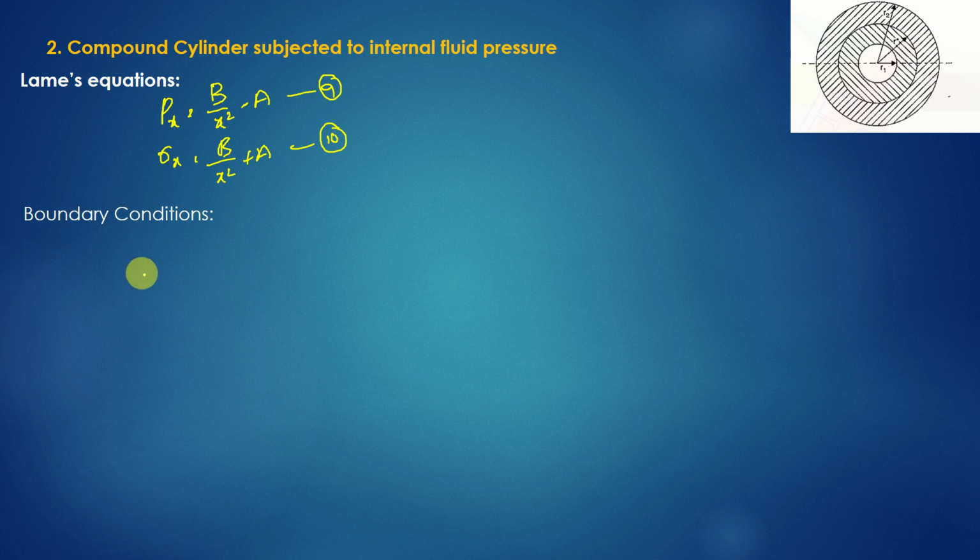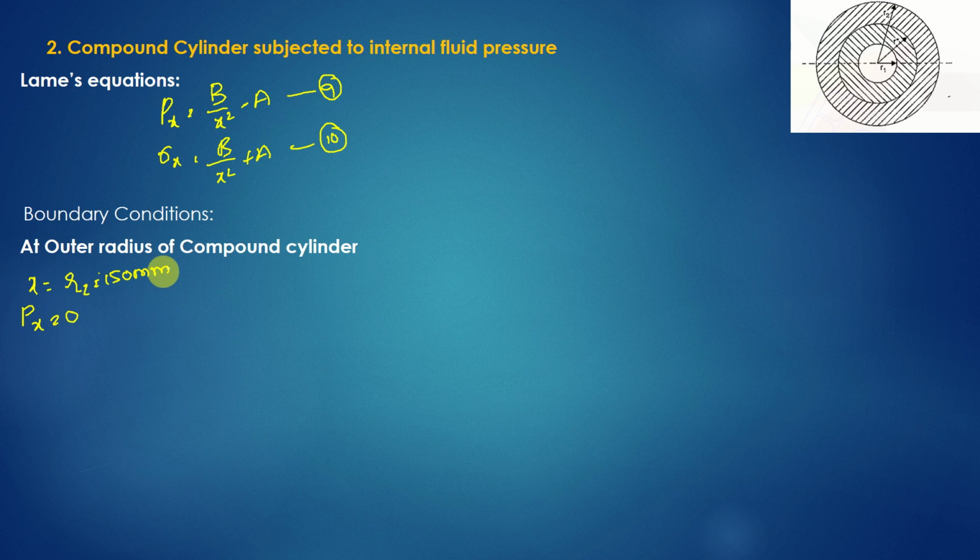Let us apply boundary conditions again. At the outer radius of the compound cylinder, that means at R2, x will be R2, that is 150 mm. And what happens to the pressure outside? Px will be 0. Let us substitute in equation 9. In place of Px, I will substitute 0 is equal to B by 150 square minus A. Take it as equation number 11.